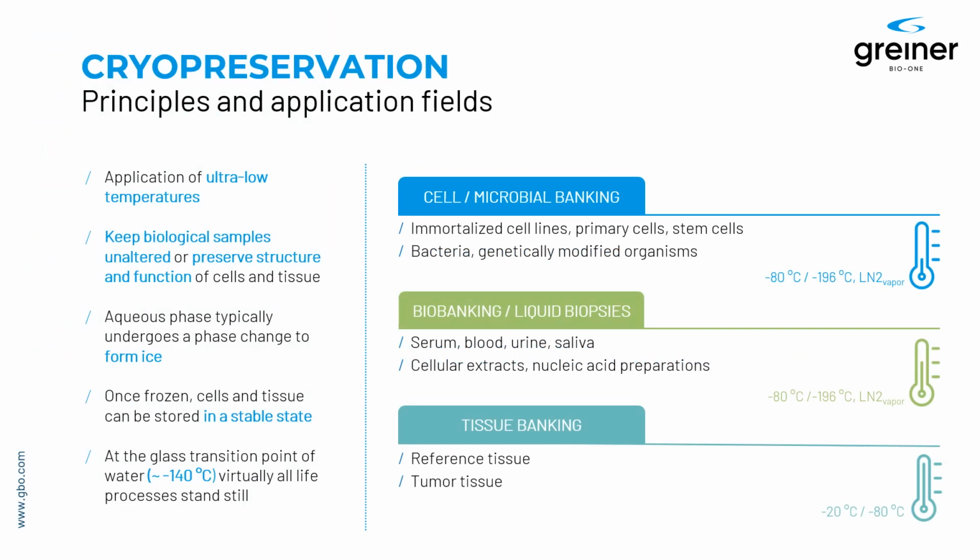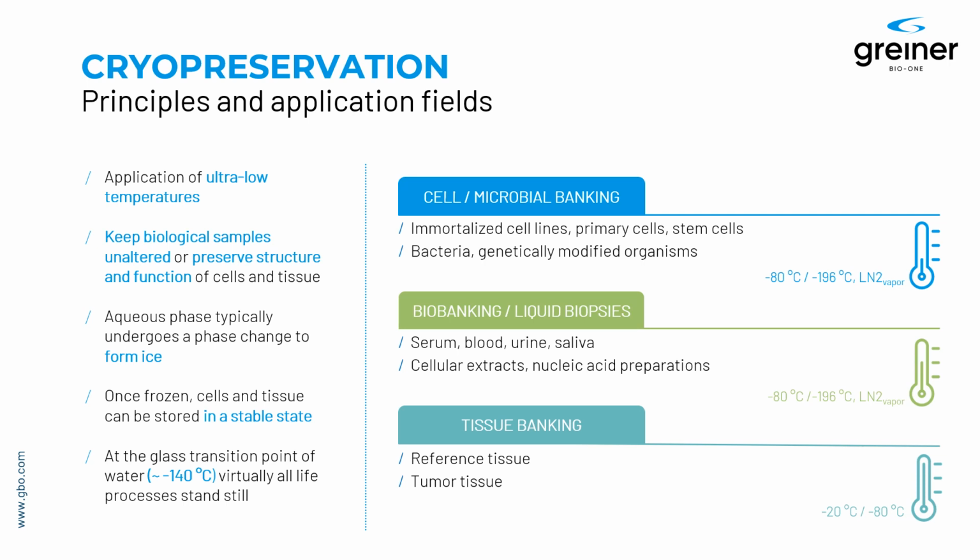In cryopreservation, ultra-low temperatures are applied to keep biological samples unaltered or to preserve the structure and function of cells and tissue. What usually happens is that ice is forming in your sample, and once frozen, cells and tissue can be stored in a very stable state. An important temperature here is minus 140 degrees Celsius, which is the glass transition point of water. We know today that virtually all life processes are standing still if we have this temperature or go below.